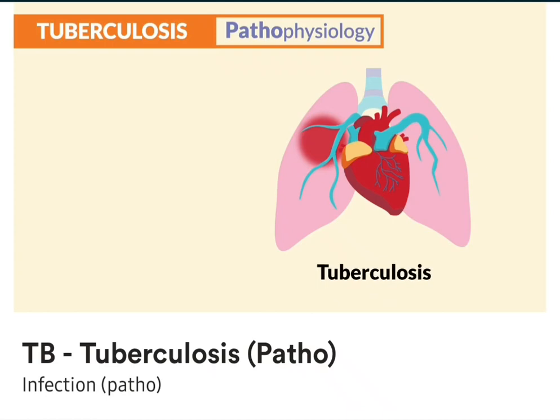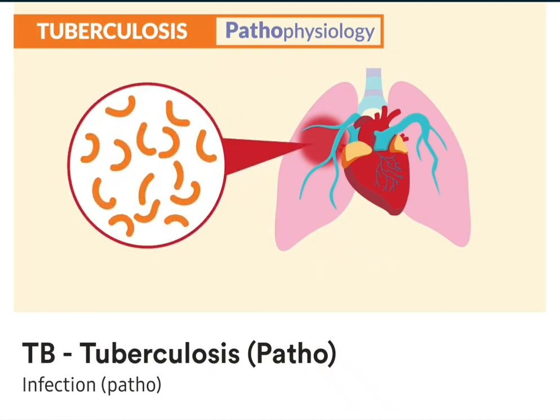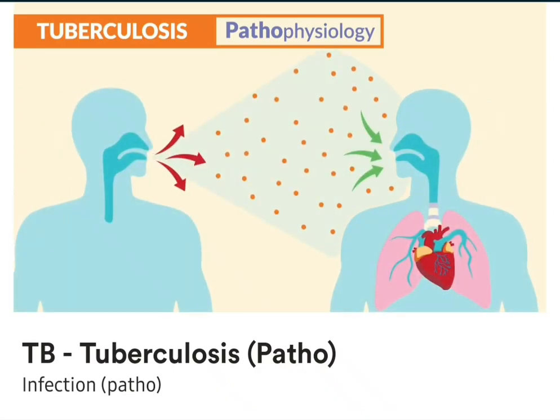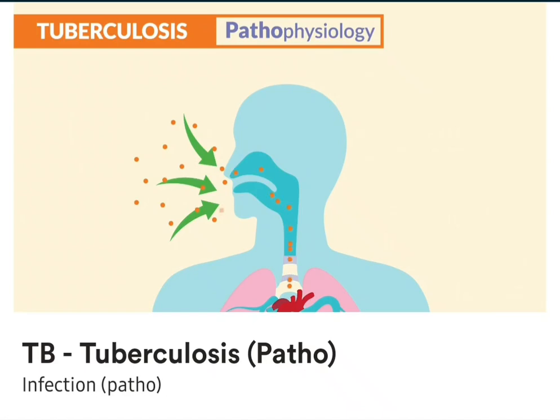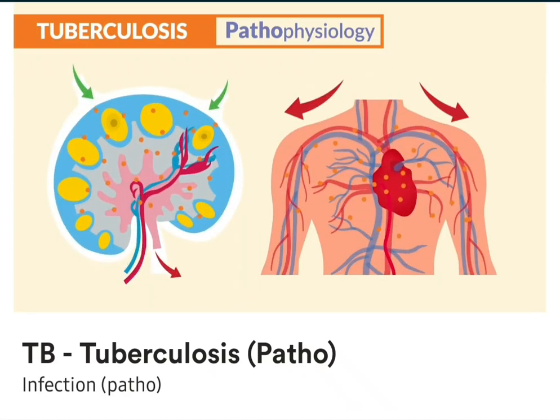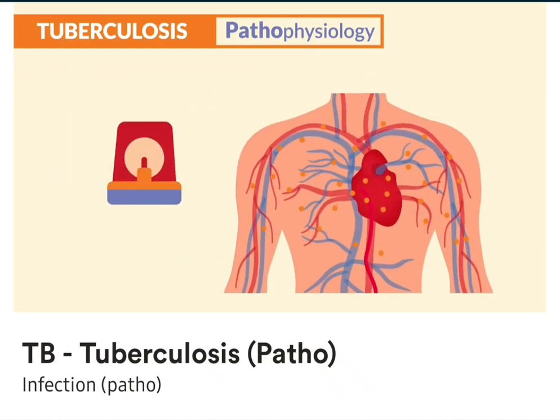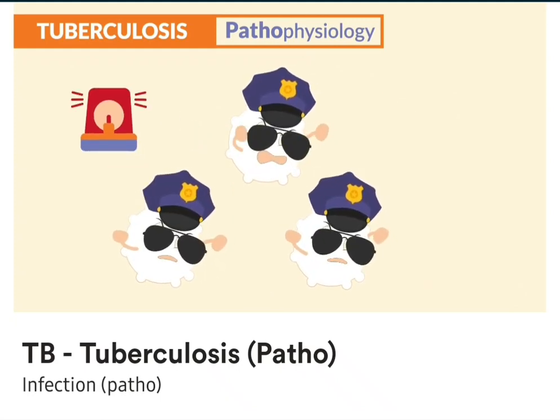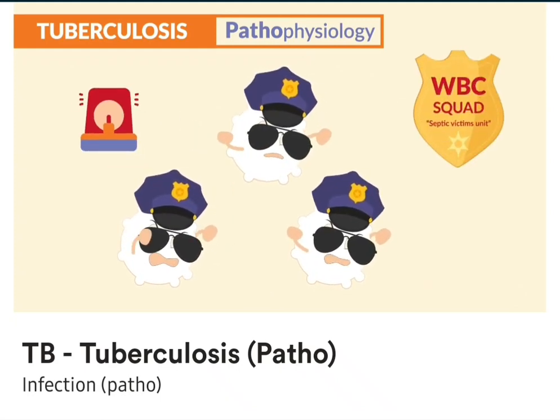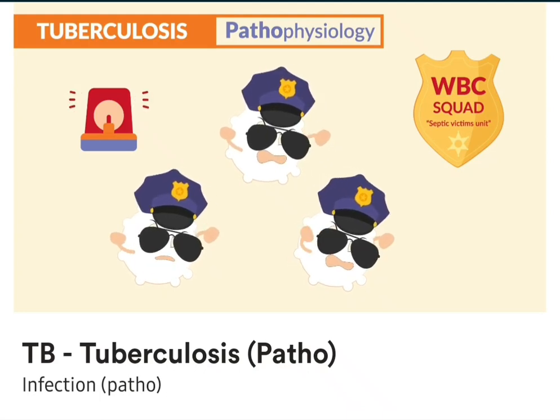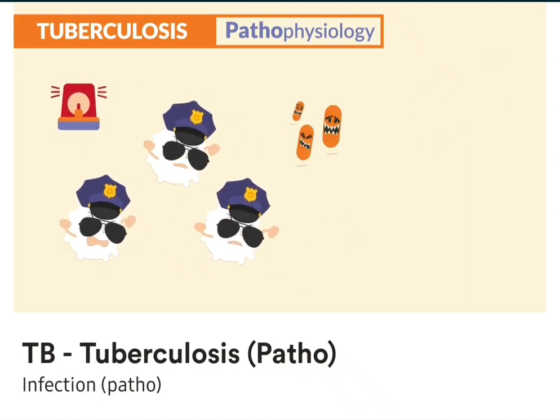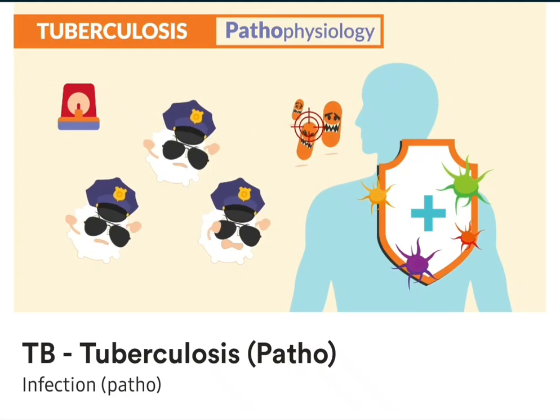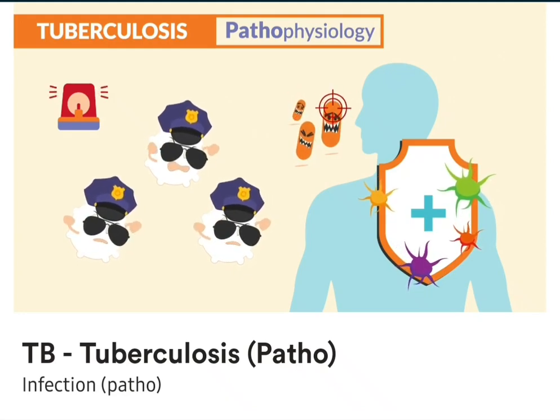Now for tuberculosis. It's a bacterial infection in the lungs caused by bacteria called M. tuberculosis. It's spread via the airborne route. So once inhaled, it spreads to the lymph and bloodstream. Naturally, this alerts the police of the body, the WBCs, our white blood cells, which I call the WBC Elite Squad, Septic Victims Unit. They respond by kicking out the infection to protect the body from invaders.